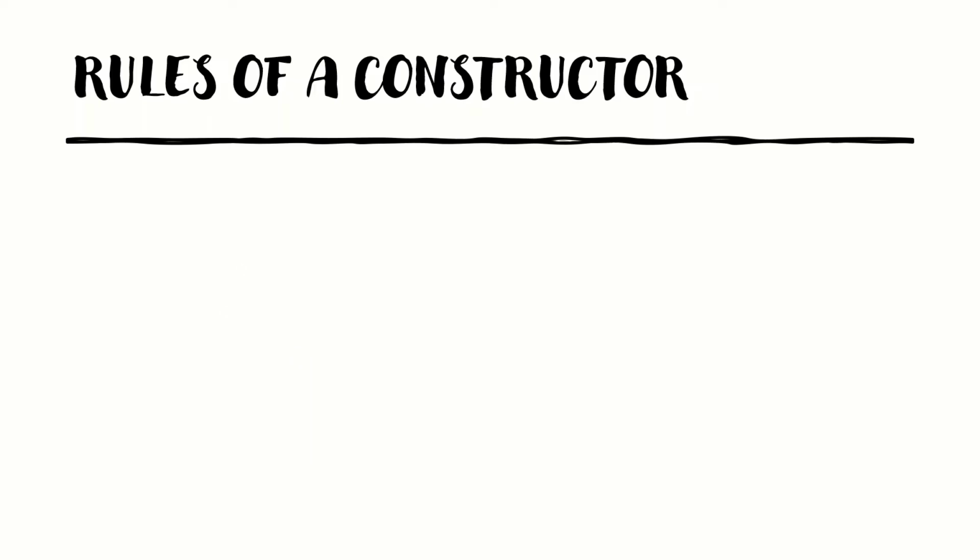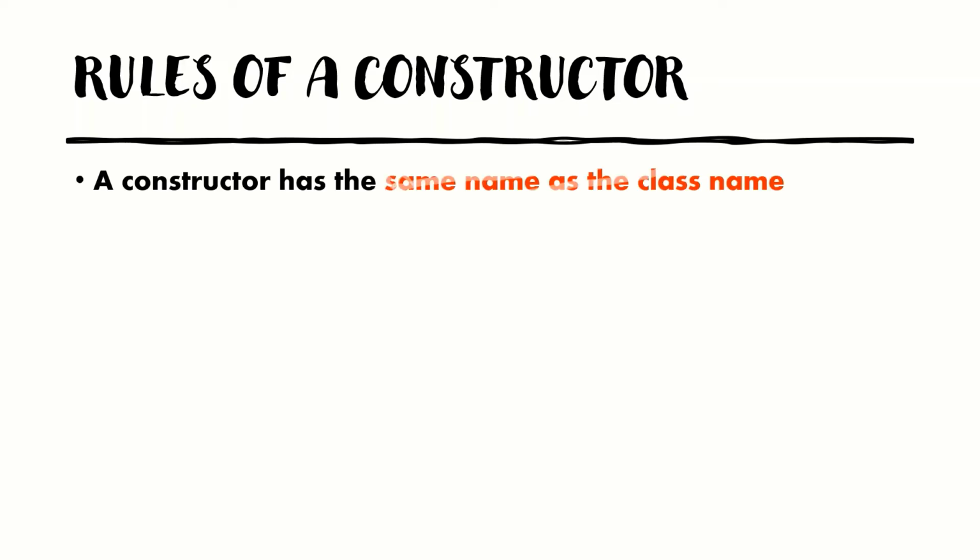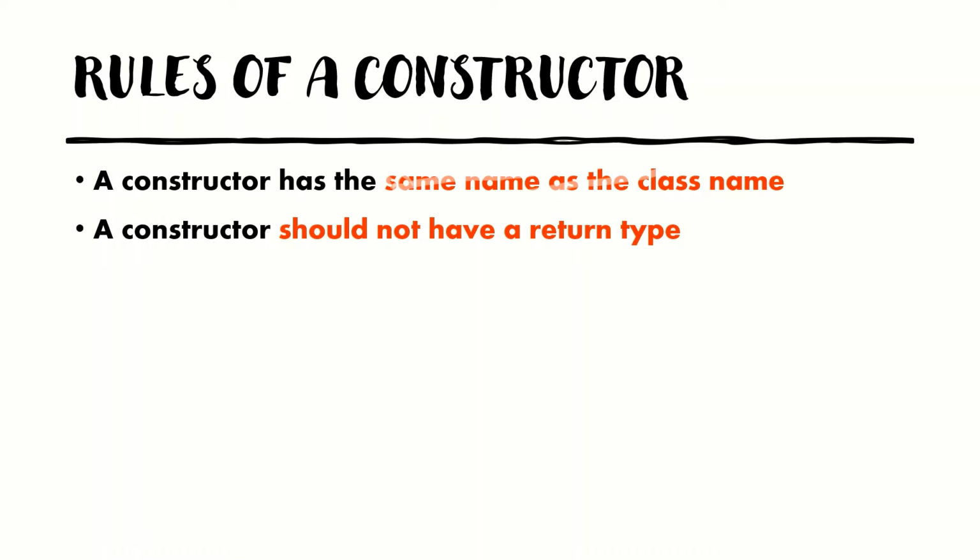These are the rules that decide whether it is a constructor or a method, and whether you will get an error. So the major rules are, first, a constructor must have the same name as the class name. Let's say you are defining a class box. In the class box, you need to define box as a constructor. The second thing is a constructor doesn't have a return type.